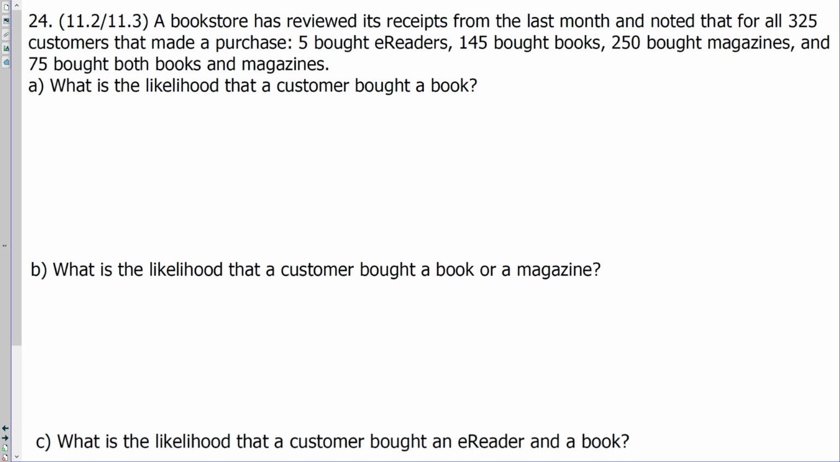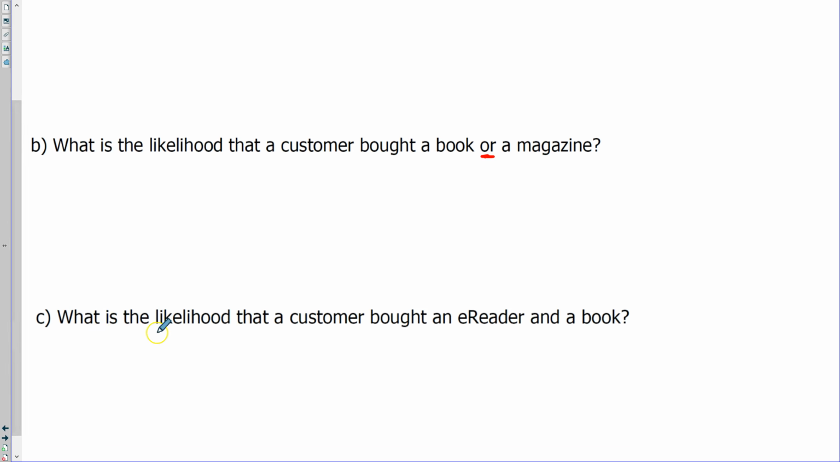So a bookstore has reviewed its receipts from last month and noted that for all 325 customers that made a purchase, 5 bought e-readers, 145 bought books, 250 bought magazines, and 75 bought both books and magazines. And we want to calculate a couple different things: the likelihood of a customer buying a book. That's part A. Part B is the likelihood that they bought a book or a magazine. I'm hearing that keyword "or" there. Part C, what is the likelihood a customer bought an e-reader and a book?